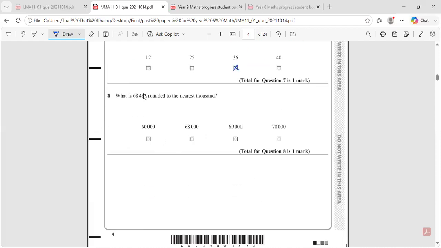What is 68,481 rounded to the nearest thousand?